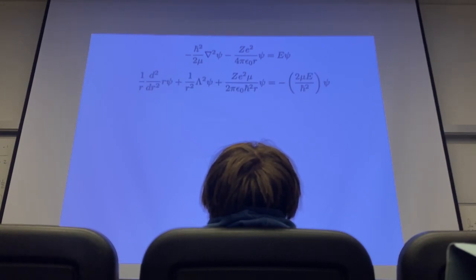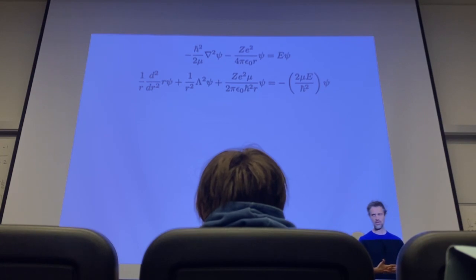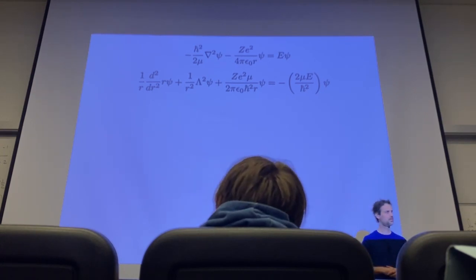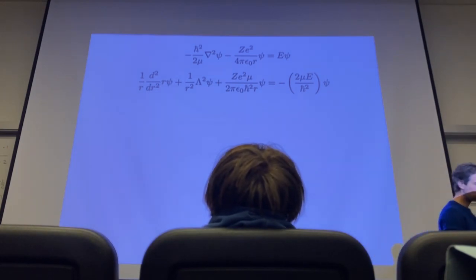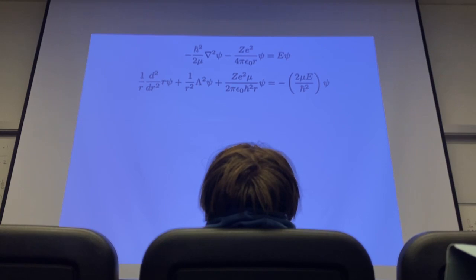Okay, so let me expand that kinetic energy operator. Because what is it? It's the del squared. The del squared is the second order derivative in space, in 3 dimensions. And we have already seen that that thing can be written in something that depends on r and something that depends on theta and phi. So that's what I'm doing here.